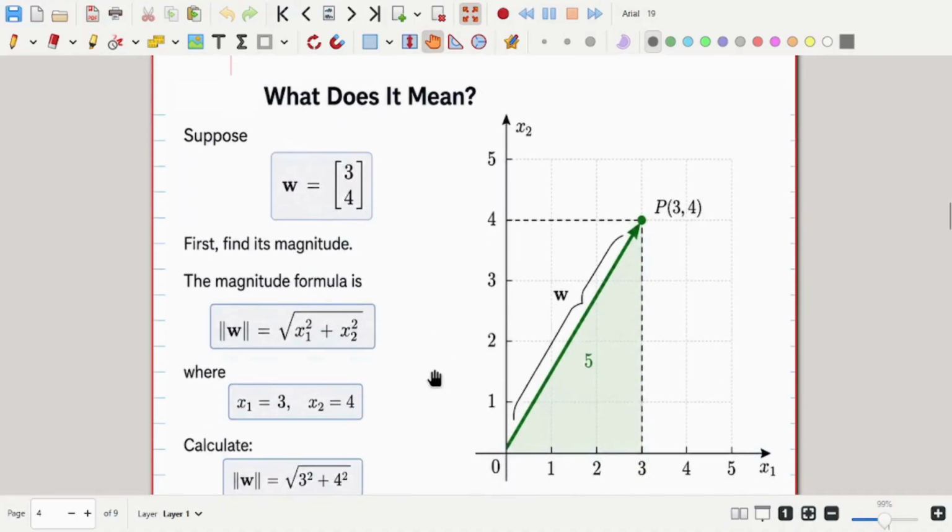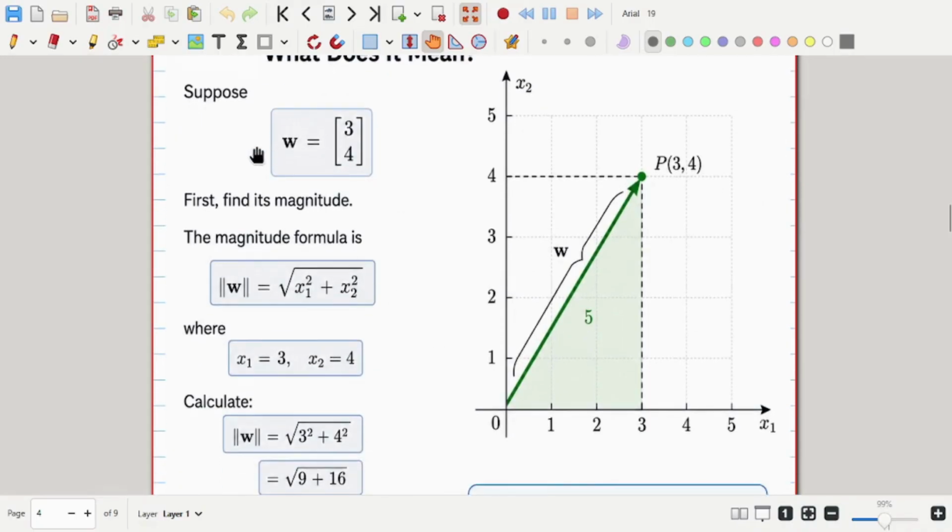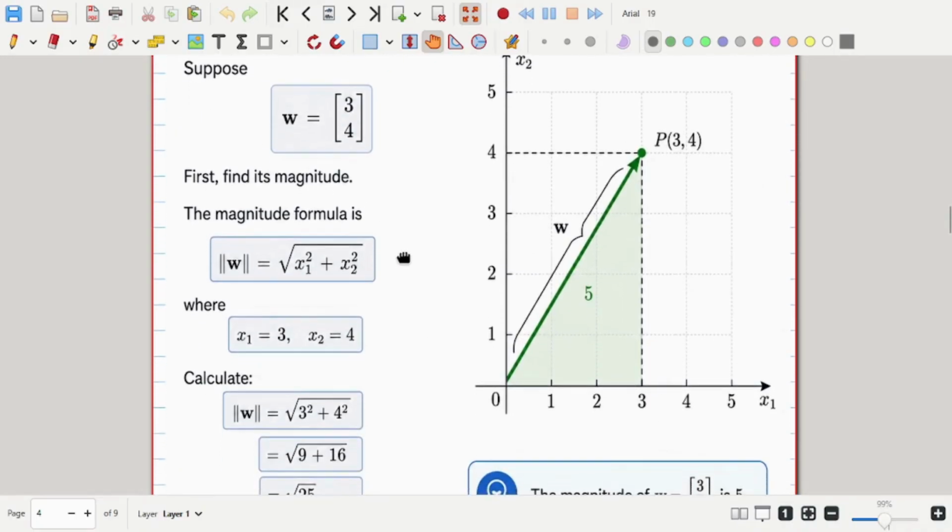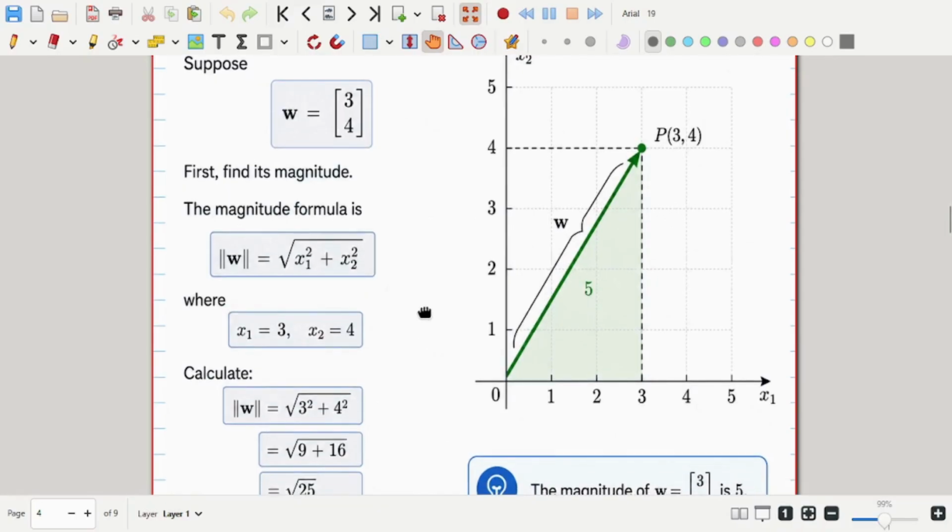So let us see the example. Suppose W is a column vector with a first entry 3 and second entry 4. This 3 means the x coordinate and 4 means y coordinate. Now draw it on coordinate system. 3 is x coordinate and 4 is y coordinate. So this P indicates (3, 4), and this is our vector. We have to find the magnitude of this vector.